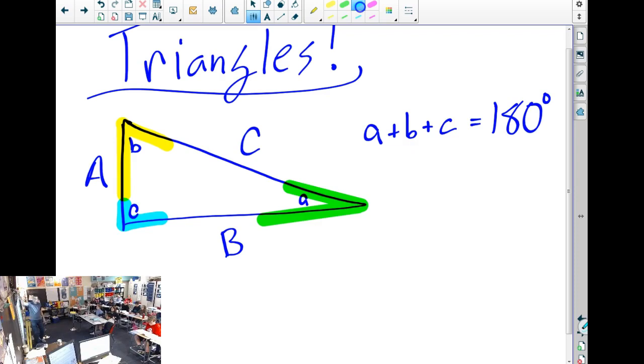So adjacent angles would look like these. Those two angles, because they share the vertex and they share this side.